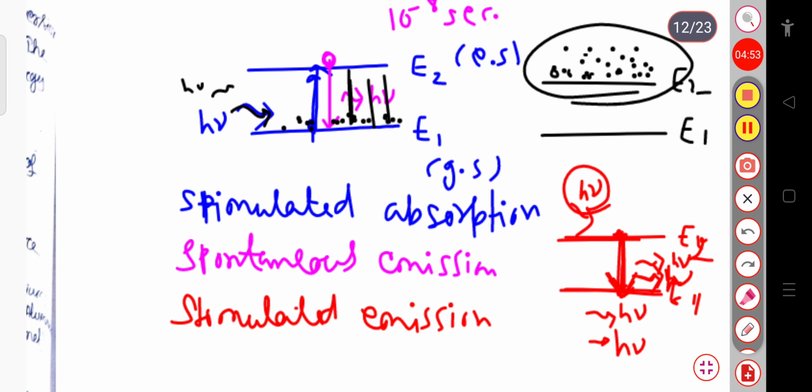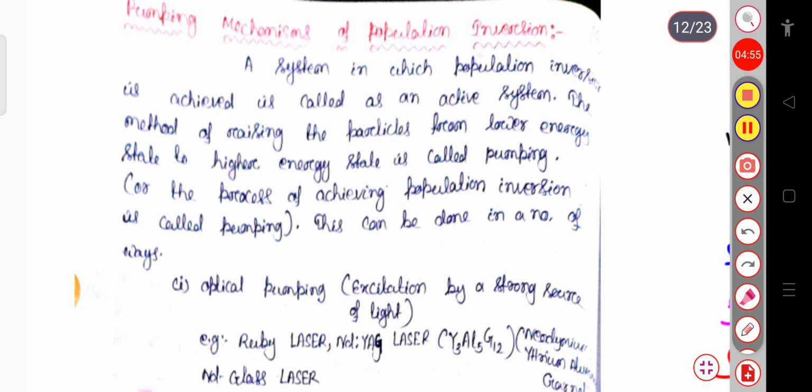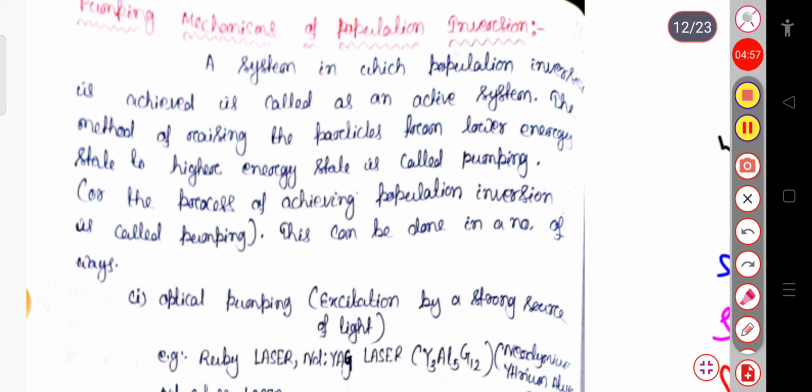Now let us see the pumping mechanism of population inversion. A system in which population inversion is achieved is called an active system.